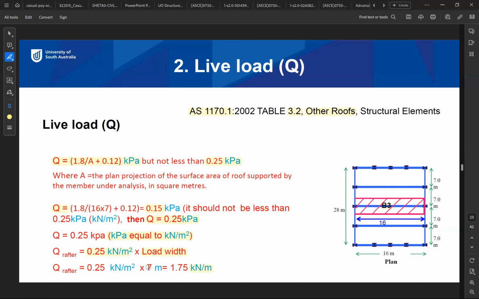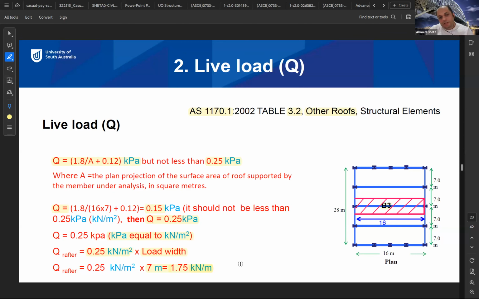Load width. How much is the load width here again? 7 meters. Okay. So the final answer is 0.17 kilonewton per meter. As you can see, the load width is very important in your calculation. If you decide the load width wrongly, all the answers will be wrong.